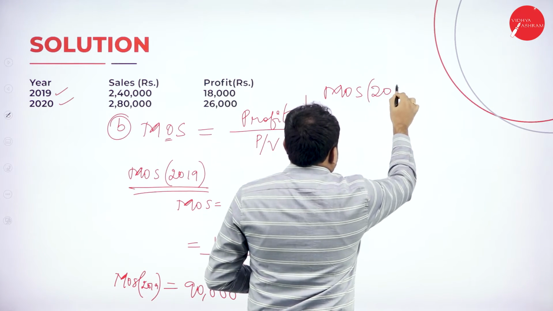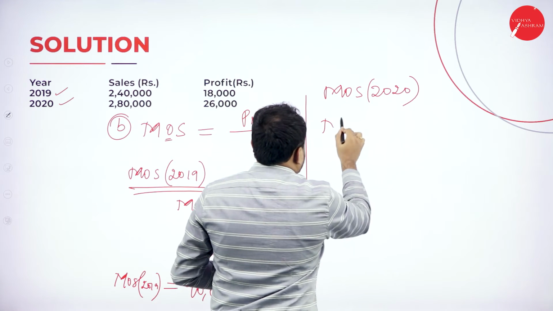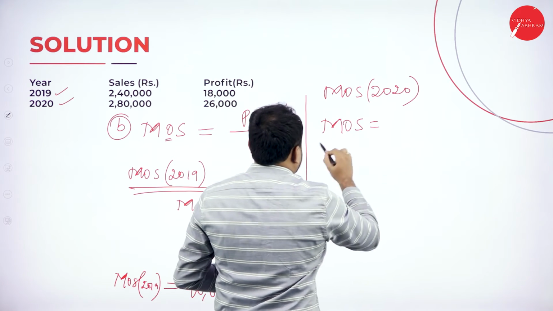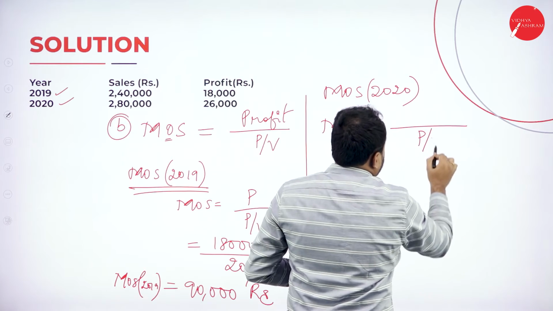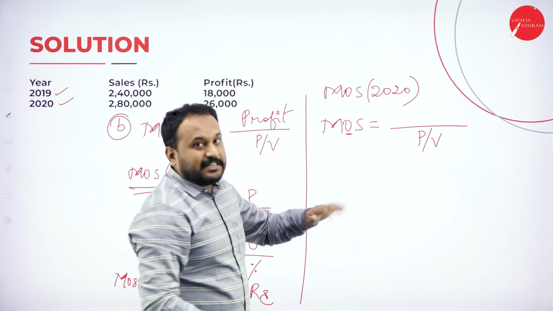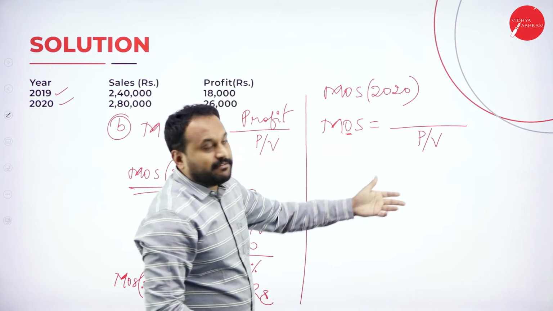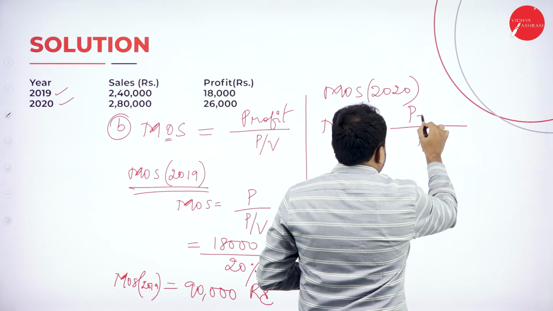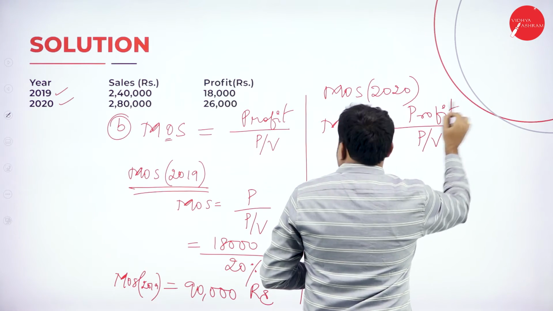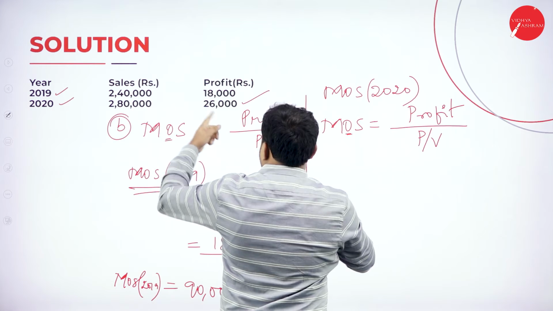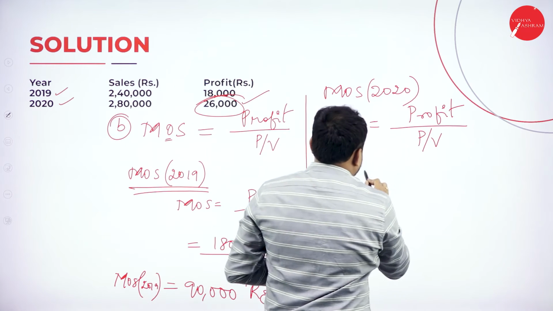The same way, MOS for 2020. Write the formula. MOS is equal to, PV is in the denominator, and the middle alphabet is O. The next alphabet will be P. So P means profit. And 2020 profit is how much? 26,000.